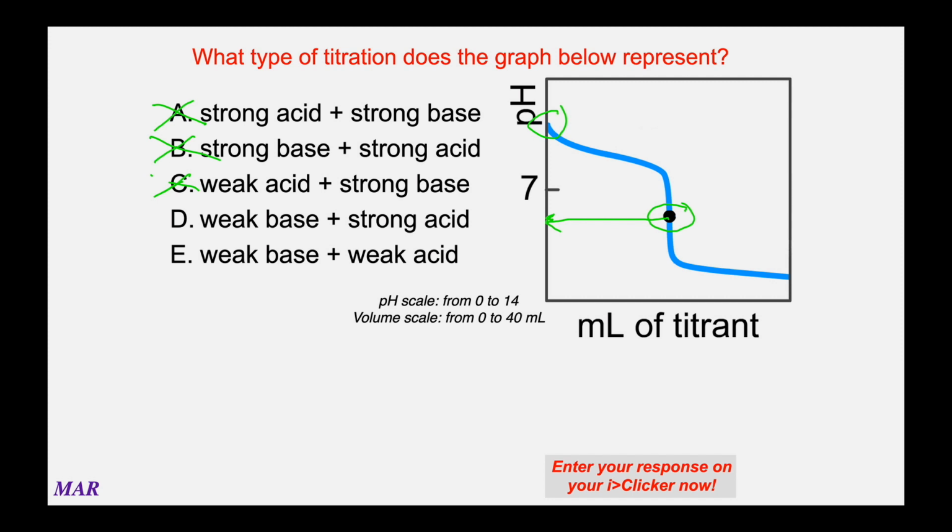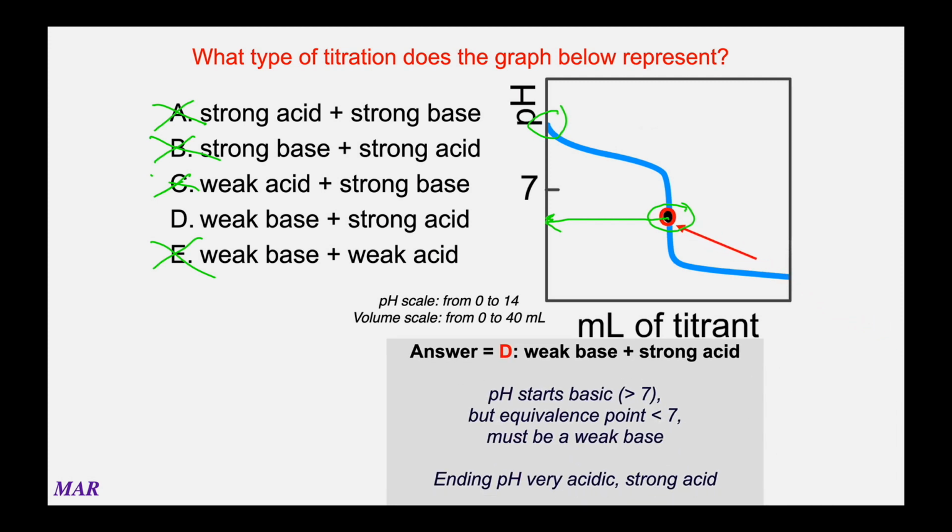Now for the remaining 2 types, we did not look at weak base plus weak acid titrations. That's a whole other ball game. You have to think about Kas. They're kind of unwieldy and they're not used very much, to be honest. So don't even think that's a possibility. The only one here that fits is the weak base plus strong acid.